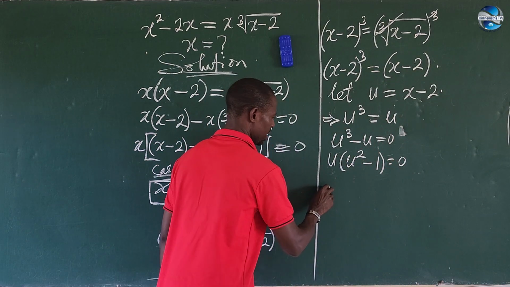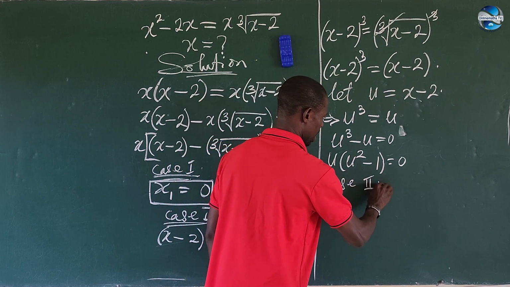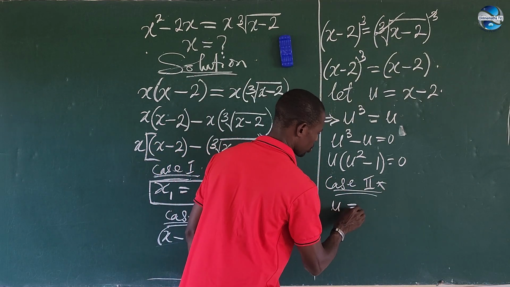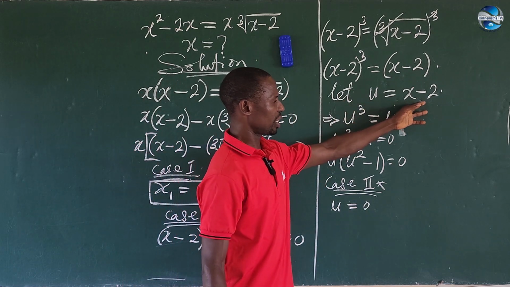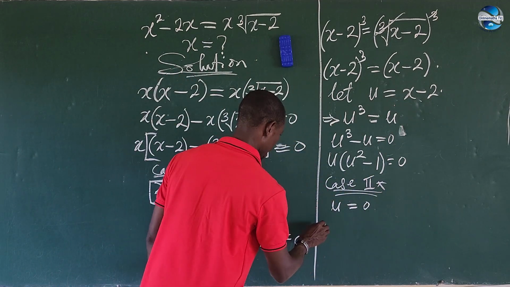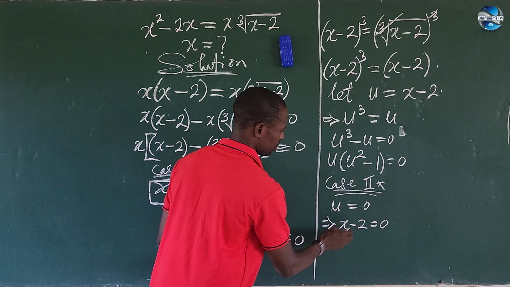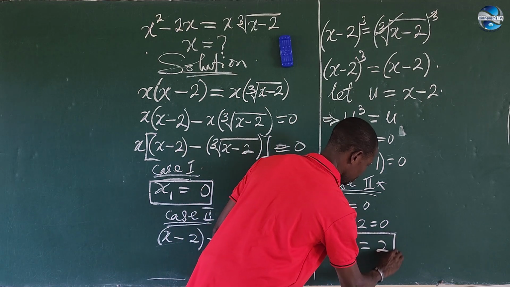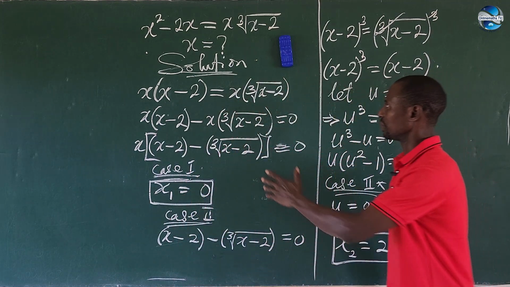So from here, we're going to have our cases. Let's take this as case 2 of star. So case 2 of star, we're going to have u equal to 0. And what is our u from here? We say let u be equal to x minus 2. So if we substitute for u here, this now implies that x minus 2 equal to 0. Move this to this side, so we have x is equal to 2. So this is our x2. Now we've gotten 2 roots to this challenge.